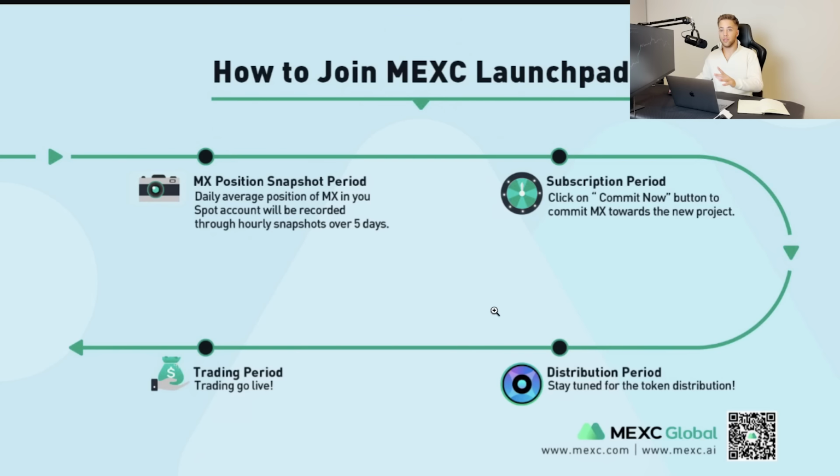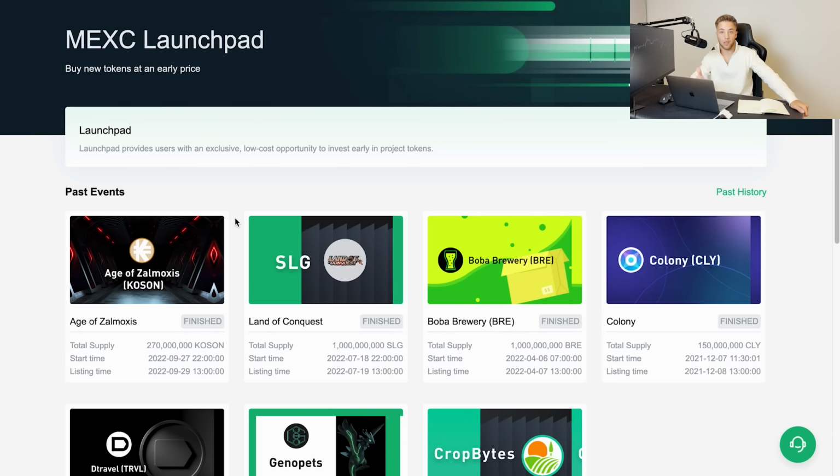Right, then after clicking this, you have the distribution period. So stay tuned for the token distribution. Basically you don't have to do anything, you just stay tuned and then you will get your tokens in your wallet, and then the trading goes live. You can sell the tokens, you can hold them, up to you. When it comes to MEXC Launchpad, there is no vesting period. So you have all tokens unlocked from the very beginning of the trading period, and you can sell them straight away. Of course, we are here to make profits. All right, let's be honest, you just want to get involved at a very early stage. Like you can see, it's a low cost opportunity to invest early in the project's tokens. So that gets you an opportunity.